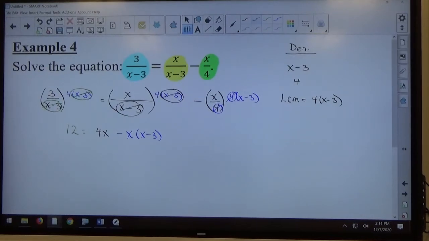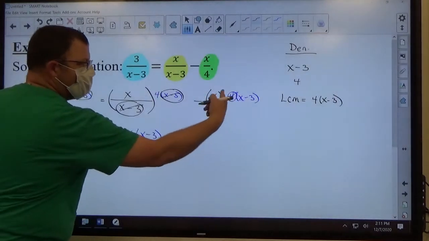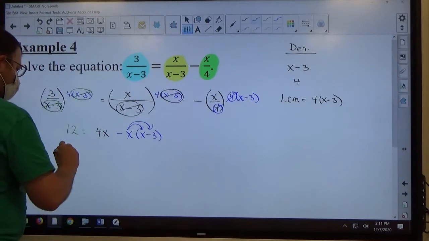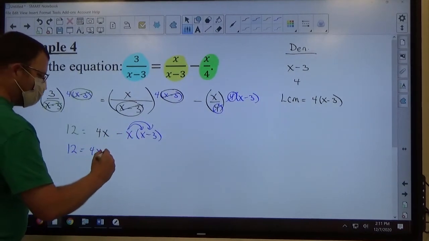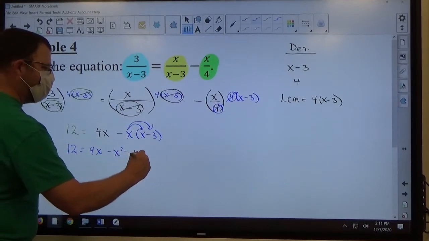Okay. And now, at this point, I want to simplify as much as possible, recognize the distributive property situation, binomial times monomial, so multiply this times both things. So 12 equals 4x, and then minus x times x is minus x squared. Minus x times minus 3 is positive 3x.